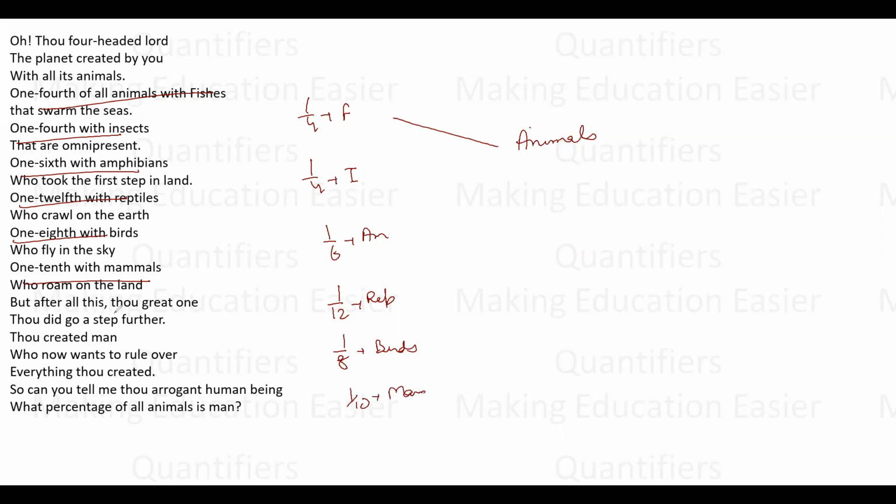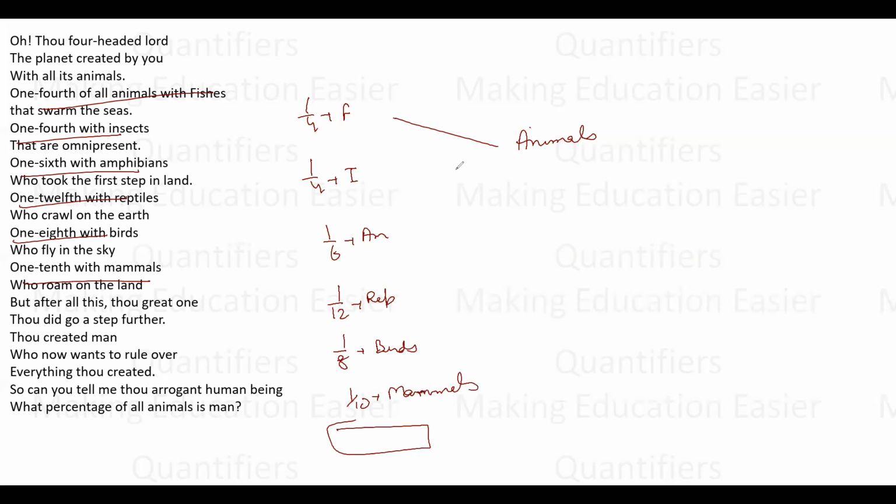After all this, the great one, you went a step further and created a man. So basically, after this he created something more, which we call man. Everything you created. So can you tell me, you arrogant human being, what percentage of all animals is man? So basically, whatever is the leftover is man. Up to this point, we had all the mammals.